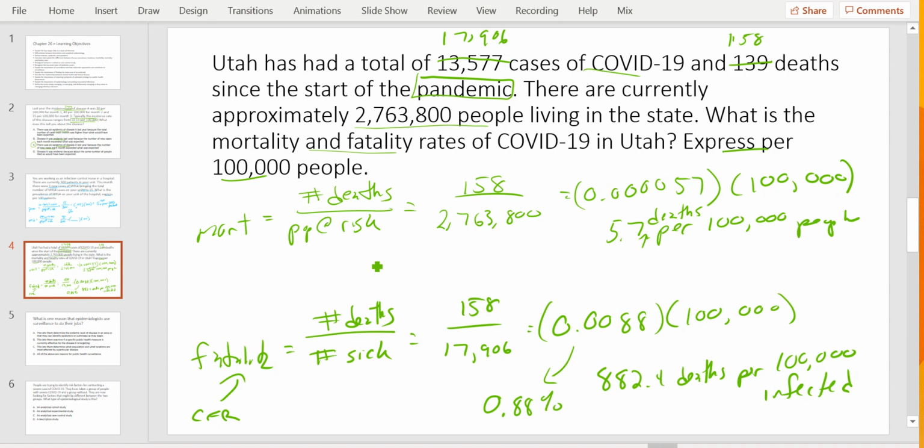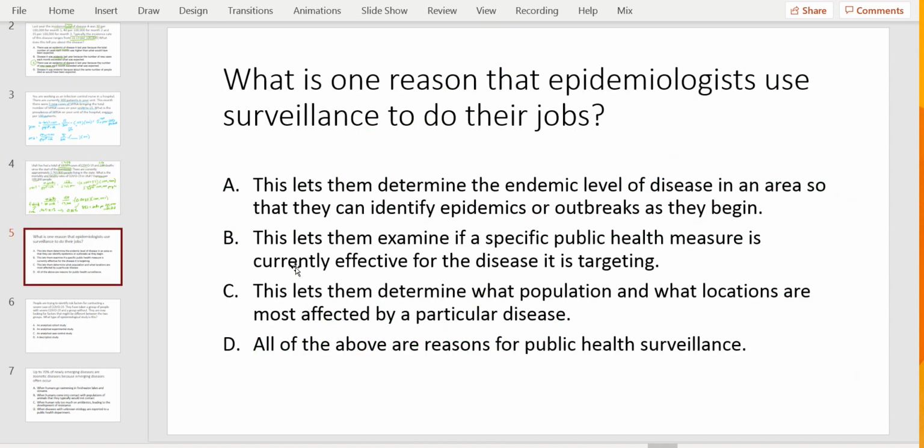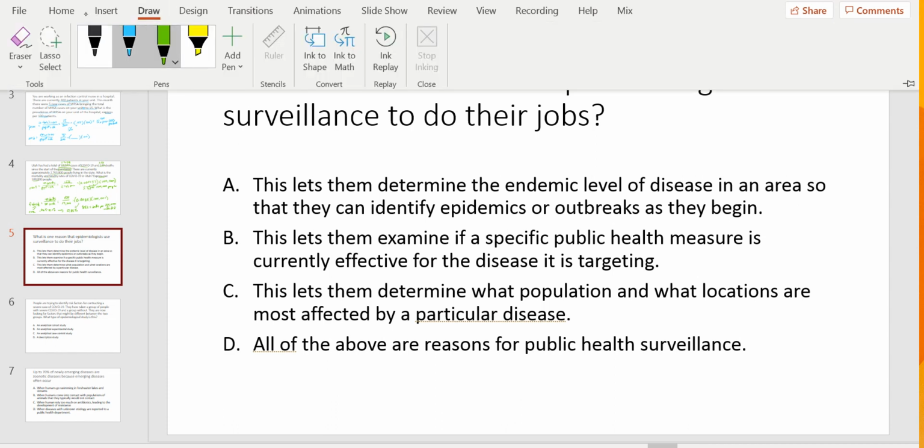Your standard influenza fatality rate is about 0.06 to 0.1%. Okay, so right now, the case fatality rate in Utah is about 8 times higher than that of influenza. Okay, so those are the math and the calculations. Now we're just going to go through some of the terminology and the other concepts in the chapter itself.